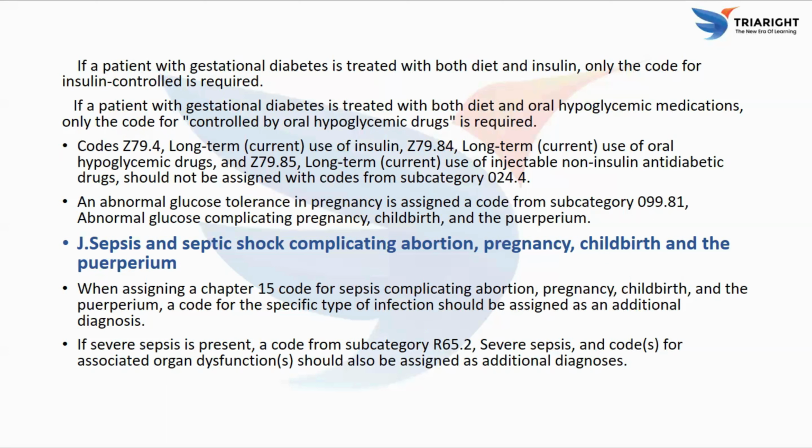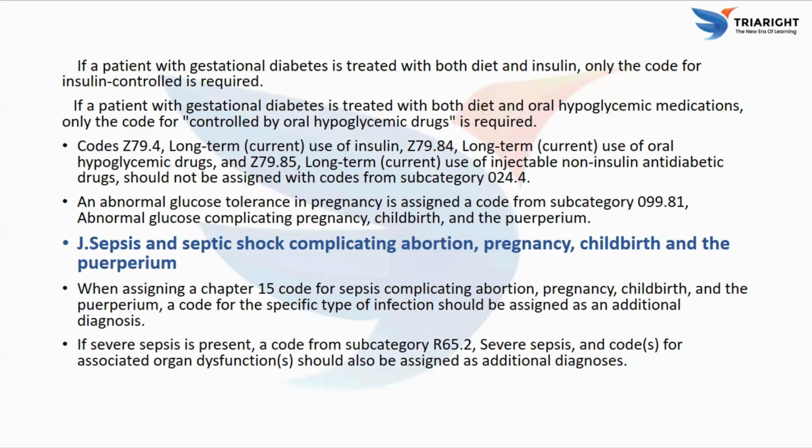So what are the coding guidelines for sepsis in pregnancy? Step 1, you have to assign chapter 15 codes. So you have to use an O code to show the sepsis happened during pregnancy, labor, delivery or postpartum. What are the examples? O85 is for sepsis following delivery. O75.1 is for shock during labor. And O03.87 is for sepsis following incomplete spontaneous abortion. So the exact code depends upon the timing and situation.